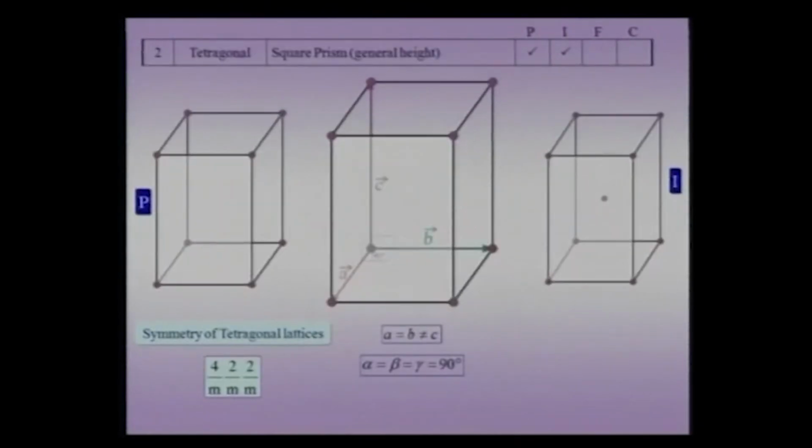Let us now go down to certain lattices with slightly lower symmetry like the tetragonal lattice. The typical unit cell, as you can see, which is used to describe these tetragonal lattices, is a square prism. That means there is a base which is square and it is a prism in the z direction. If I want to write down the lattice parameters for such a unit cell, it will be a equal to b, which is not equal to c, and alpha equal to beta equal to gamma equal to 90 degrees.